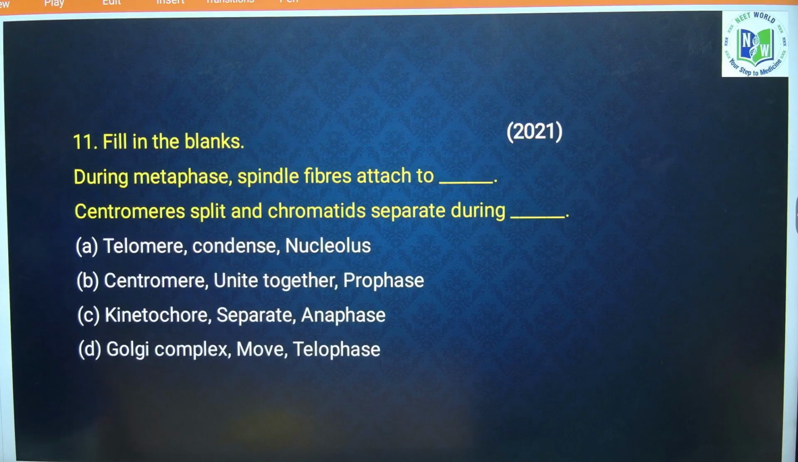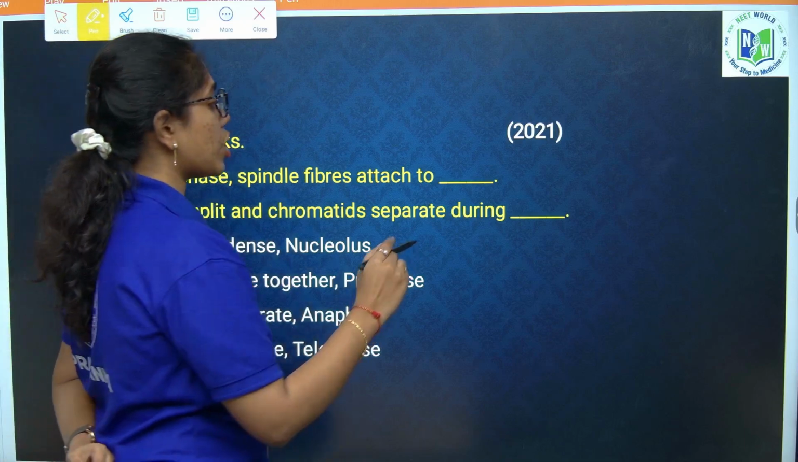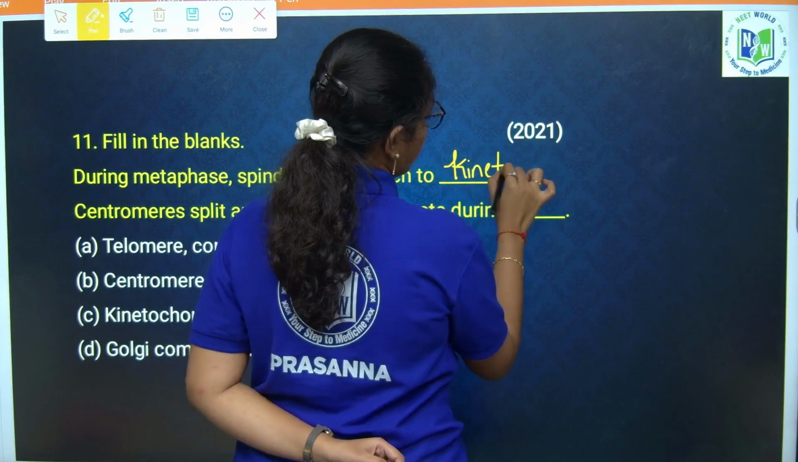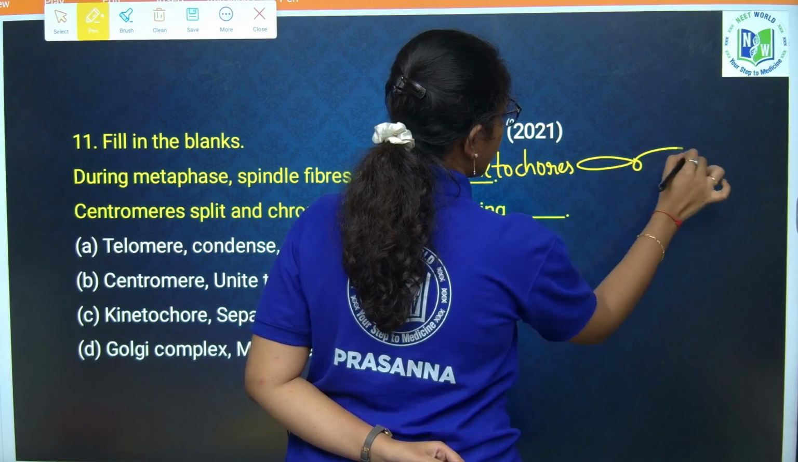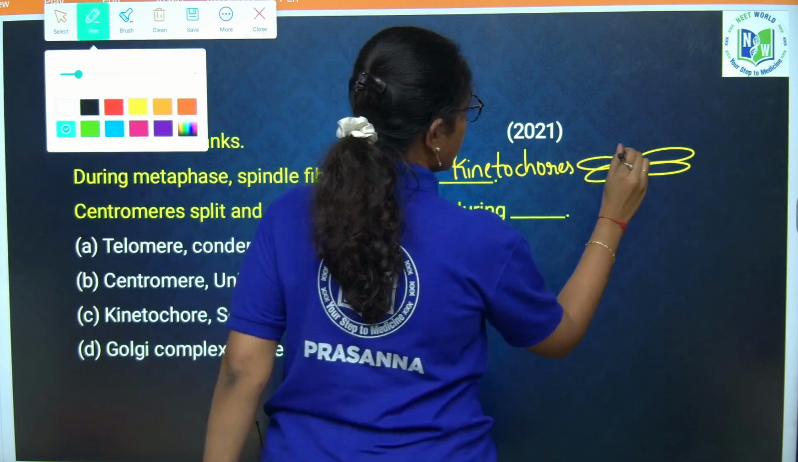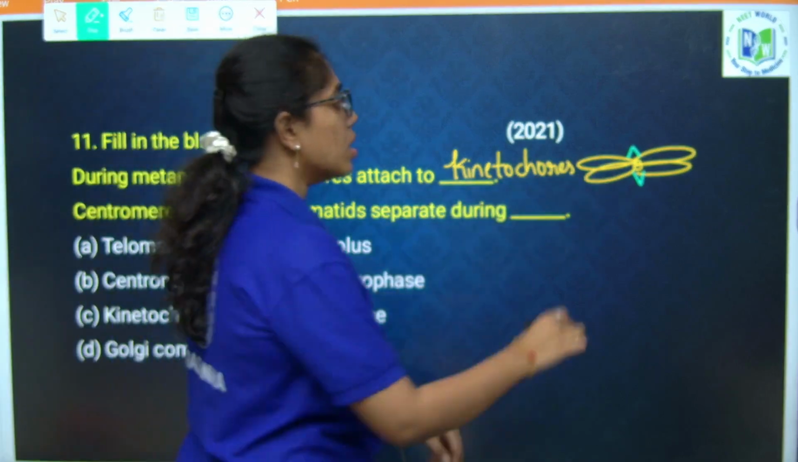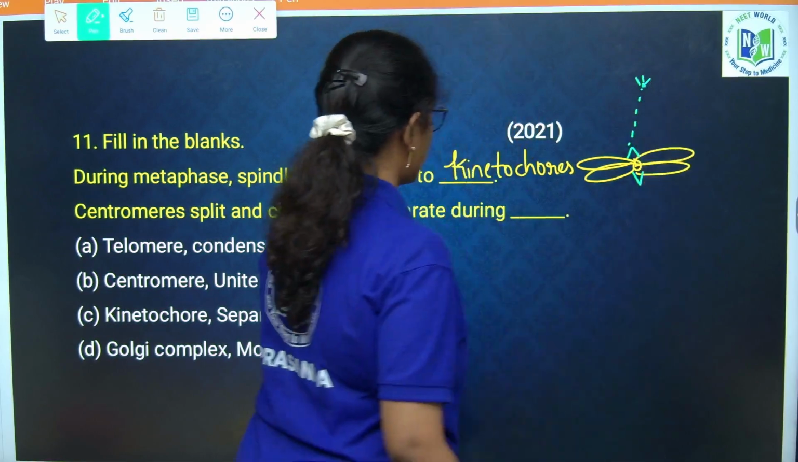Next question, of 2021. Fill in the blanks, he is asking. During metaphase, spindle fibers attach to the disc shaped structures present on the centromere. Those are what, ma? Kinetochores. The disc shaped structures over the centromere, where the spindle fibers are attached, connecting to the asters.